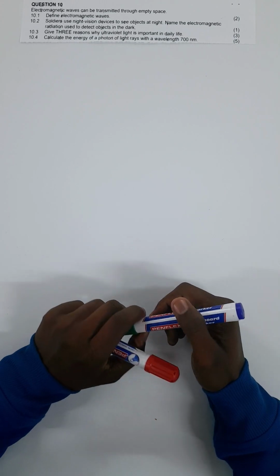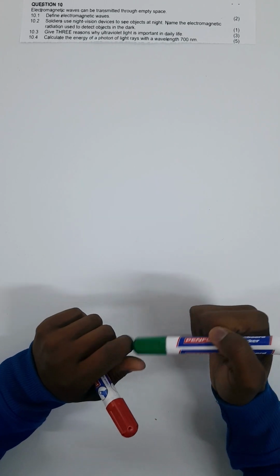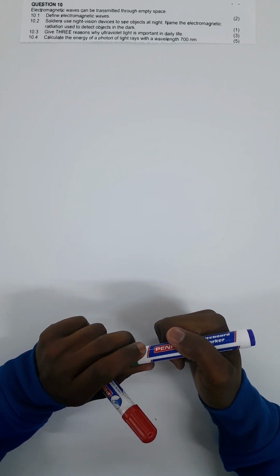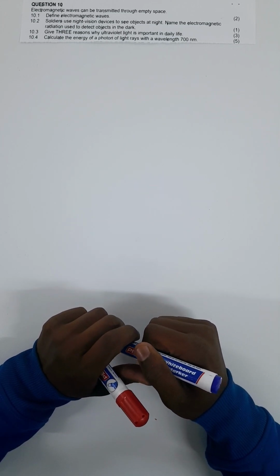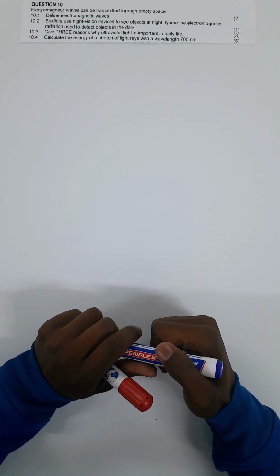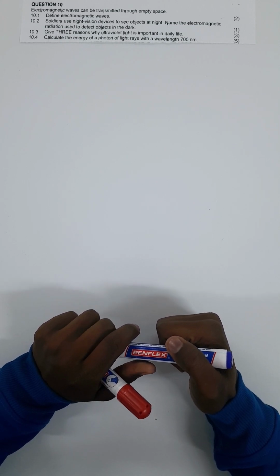Electromagnetic waves can be transmitted through empty space, and they are transverse waves. They transfer energy from one point to another, and they have a dual nature, a particle nature as well as a wave nature. Those are some of the properties of electromagnetic waves.